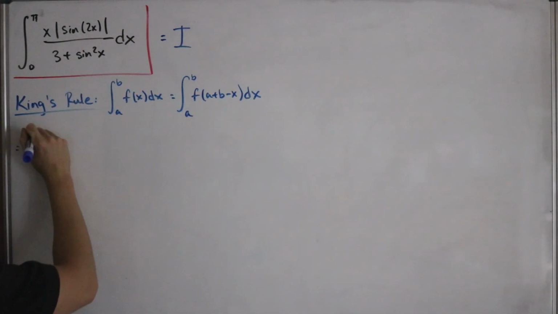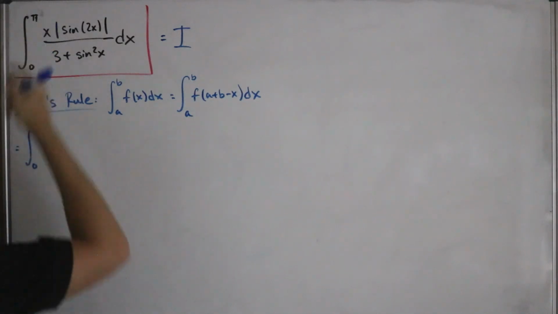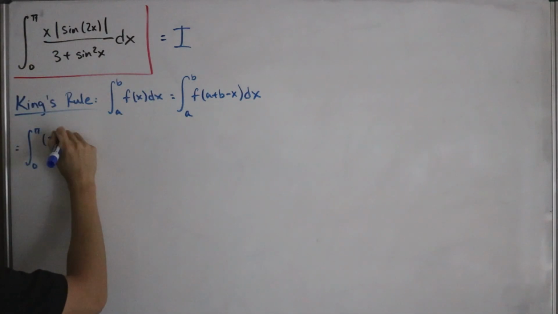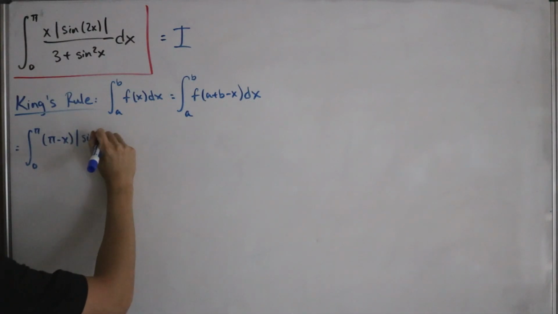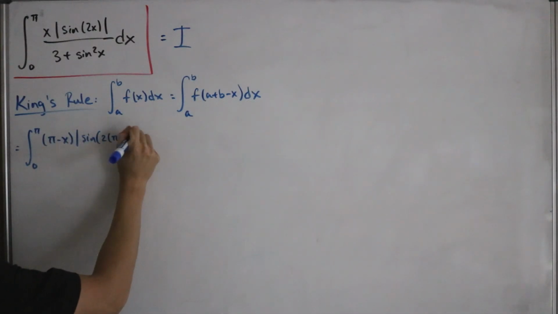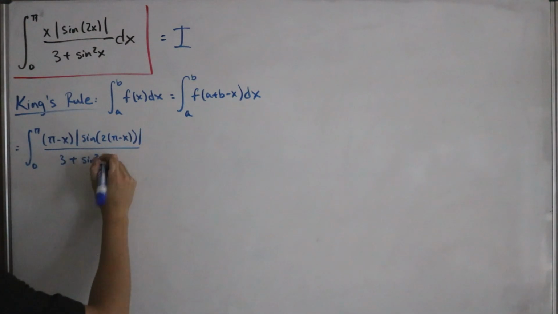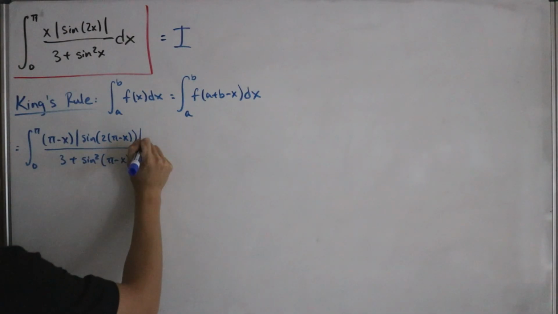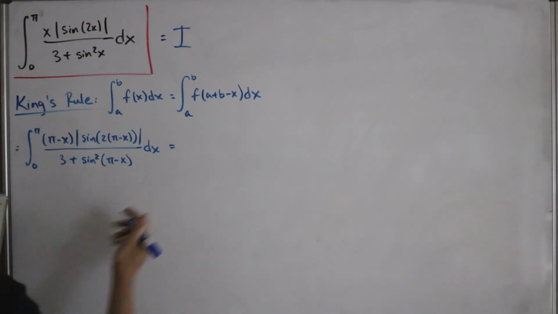So now rewriting our new integral, it goes from 0 to pi, and we substitute x with a plus b minus x, which in this case is pi minus x. So we have pi minus x times the absolute value of sine of 2 times pi minus x, and on the bottom, 3 plus sine squared of pi minus x, and then dx.